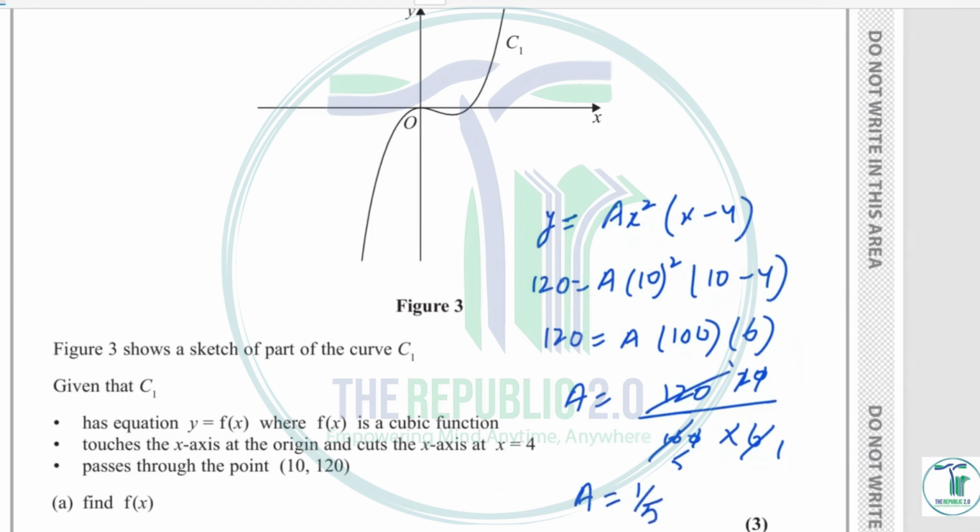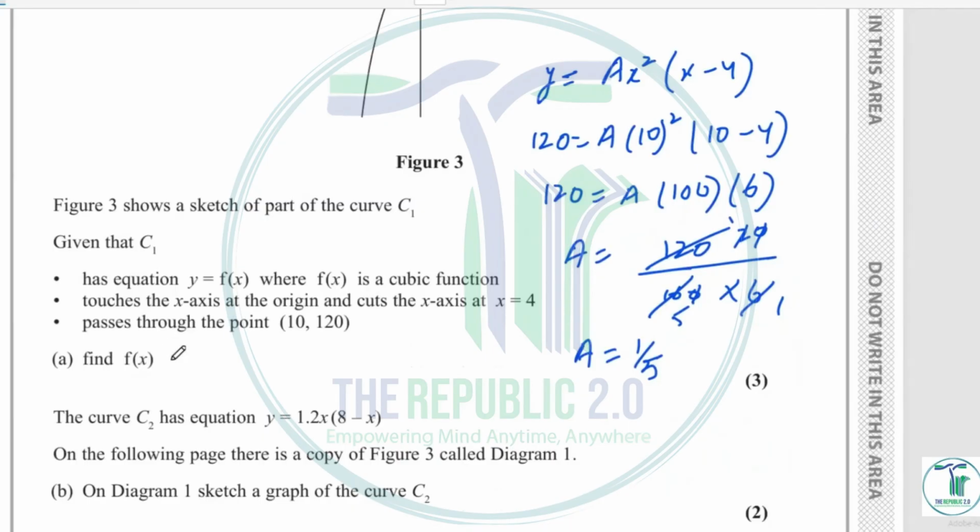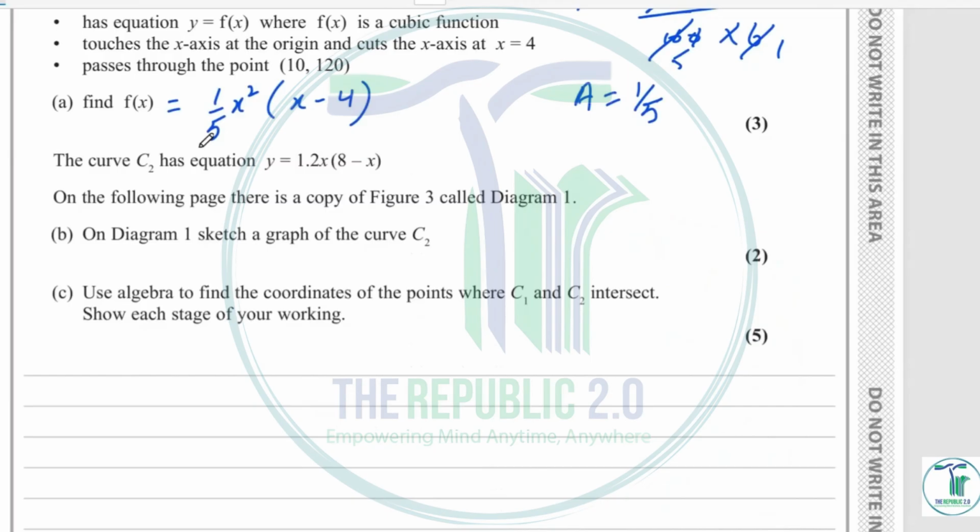So what is going to be f of x? The f of x is going to be 1 by 5 x squared times (x minus 4), right? And now I've got the curve C2. It has an equation y equals 1.2x times (8 minus x). You can easily see that this is a quadratic function. On the following page, there is a copy of the figure 3 called diagram 1. On diagram 1, sketch the curve of C2.